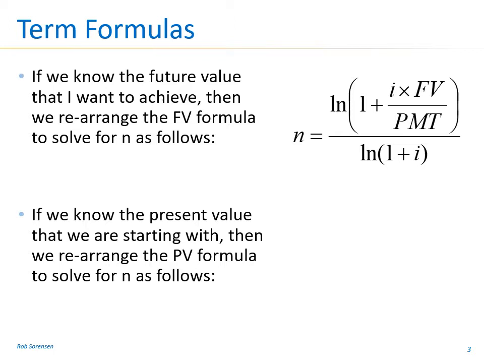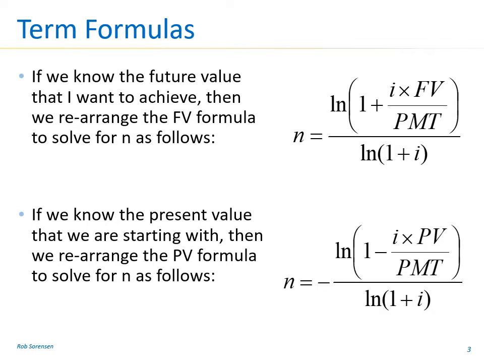If, on the other hand, you know the present value, you end up with this formula. N is equal to the negative log of 1 minus I times present value over payment, divided by the log of 1 plus I. Notice there's a little negative sign there. That doesn't mean anything too special. In fact, if you left it out, you just get a negative number for an answer, and a negative is a positive, so you just remember to make that positive before you write it down.